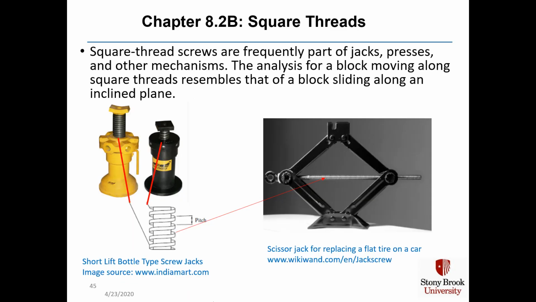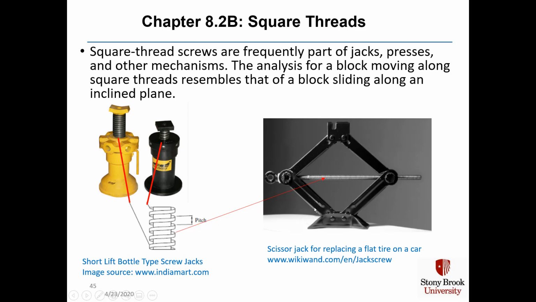Square thread screws are frequently part of jacks, presses, and other mechanisms. And the analysis for a block moving along square threads resembles that of a block sliding along an inclined plane. And we're going to use similar mathematics to do that. On the left, you see what's called a short-lift bottle type screw. You rotate this handle, which turns the screw, and then up top here, whatever object is sitting on there moves up.